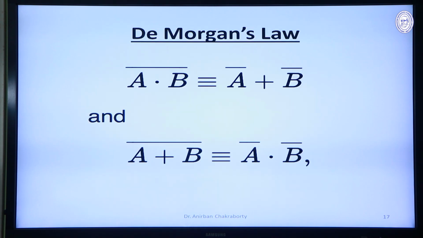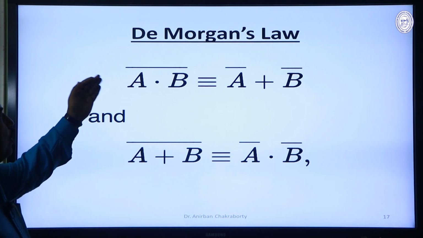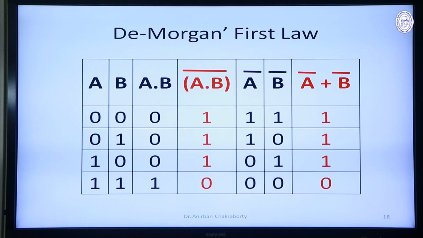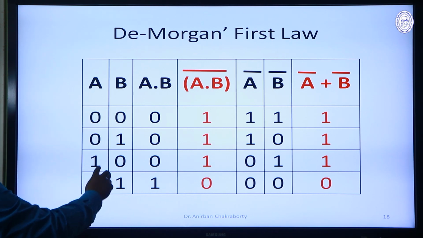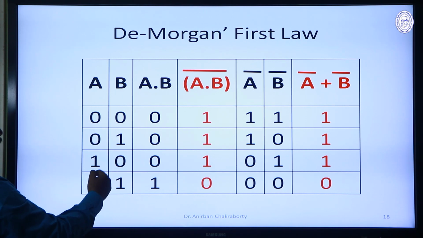How? Before going into that, first I have to consider one law, that is De Morgan's law. In De Morgan's law, what's there? The first one is telling me A dot B whole bar is equivalent to A bar or B bar. What does it mean? First I have constructed the truth table, with all possible values of A and B: A0 B0, A0 B1, A1 B0, A1 B1.